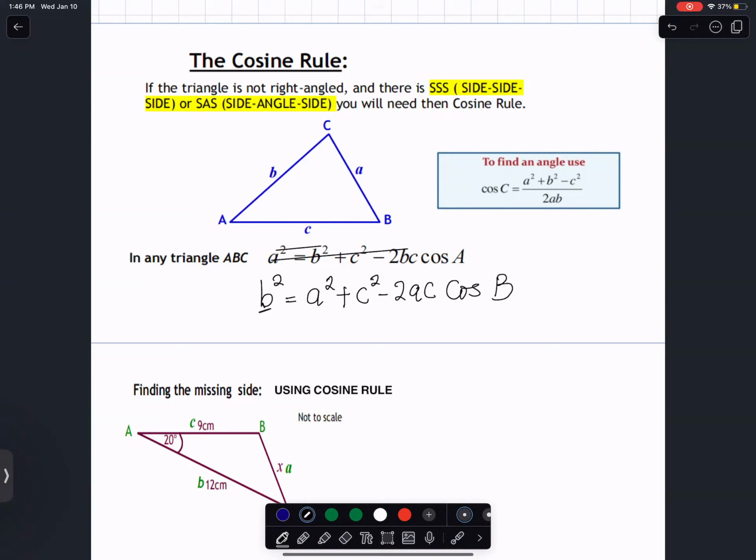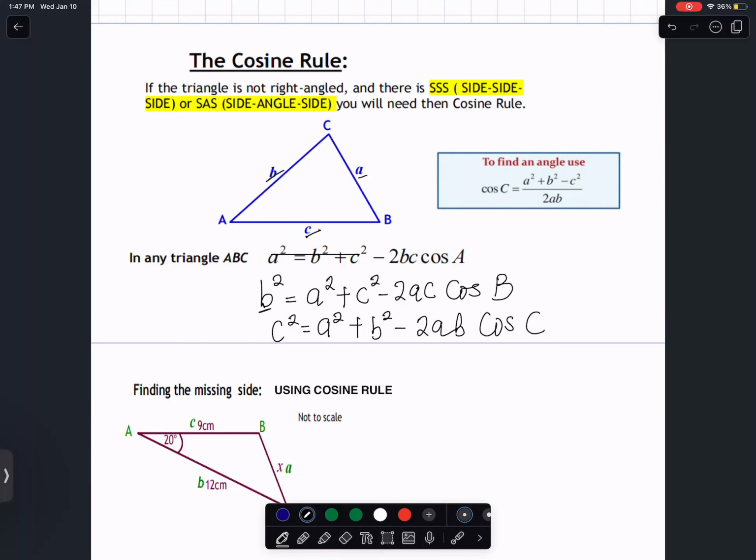Same thing with our C. Looking for C squared, C squared is going to replace this also. So I have C squared is equal to A squared plus B squared minus 2AB cos C. This is for your cosine rule. So you have to have this in mind, that this is what you apply when you're looking for the side, either B, C, or A of your triangle.